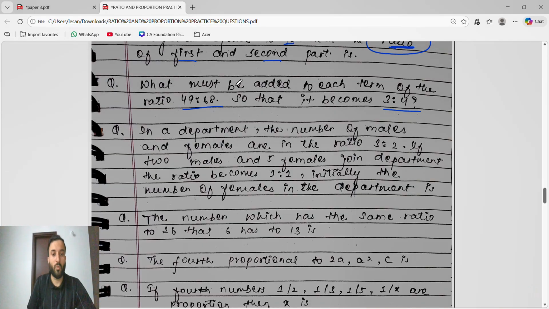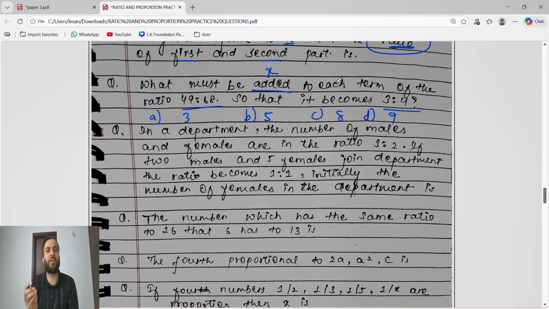So guys, see, they said what must be added. There we studied two things, either what must be added or what must be subtracted. If they say what must be added, we take x must be added, or if they say what must be subtracted, we take x must be subtracted. Here also in this question we will use the trial and error method. The options are 3, 5, 8, 9.